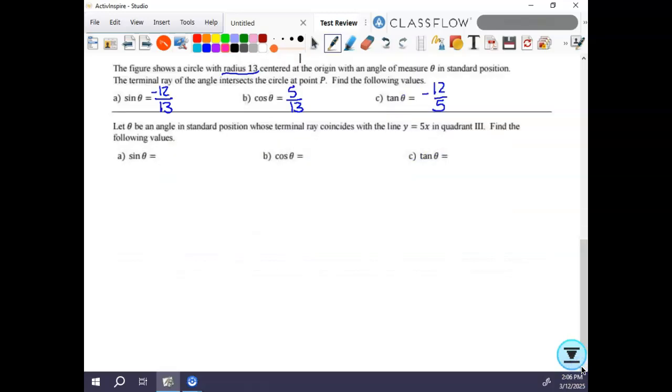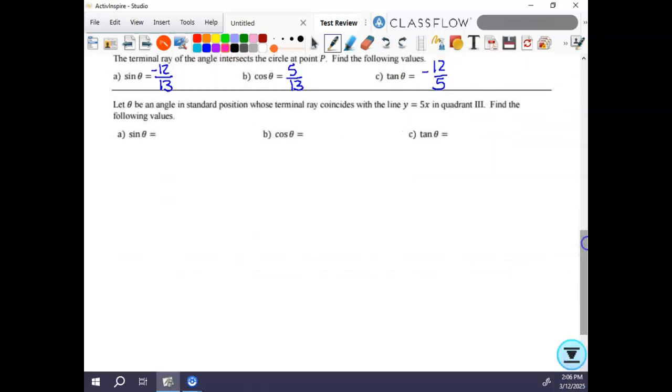Then we have: let theta be an angle in standard position whose terminal ray coincides with this line in quadrant 3. So here's my circle, my little quadrants. It's okay if it doesn't look perfect. Here's my line, y equals 5x, would look like that. And we're saying the terminal ray intersects there. So this is my angle coming to here. And then it tells me to find the following values.